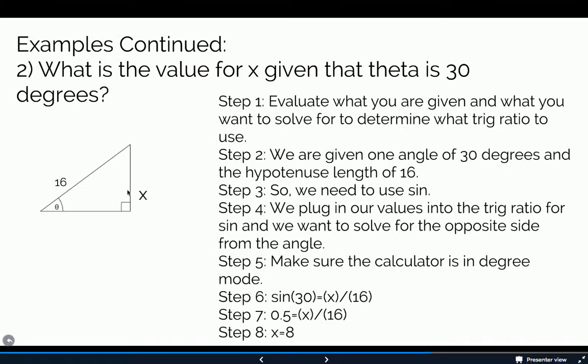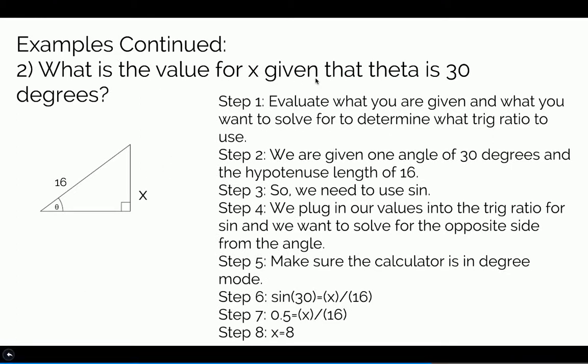All right, let's continue. What is the value for x given that theta is 30 degrees? Step 1 is evaluate what you are given and what you want to solve for to determine what trig ratio to use. We are given one angle of 30 degrees and the hypotenuse length of 16. So we need to use sine.